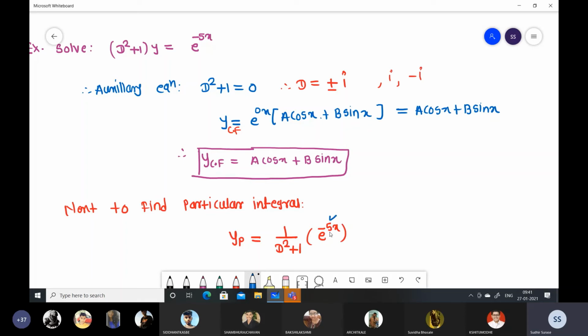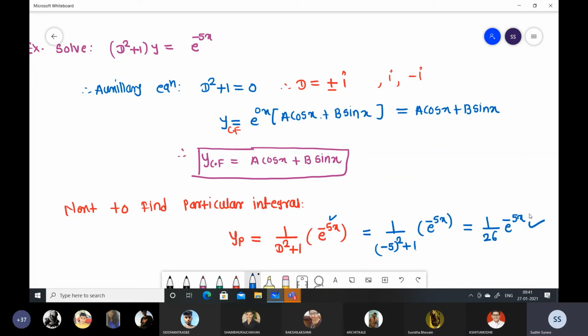So here we can see the value of d. What is that? Minus 5. Now we can put d as minus 5. So this will be 1 upon minus 5 whole square plus 1 times e to the power negative 5x. And now 1 upon negative 5 square, that will be 25. 25 plus 1, that will be 26. So 1 upon 26 e to the power negative 5x is the particular integral. So do you understand this formula? What I did? Only you have to replace d by that term.